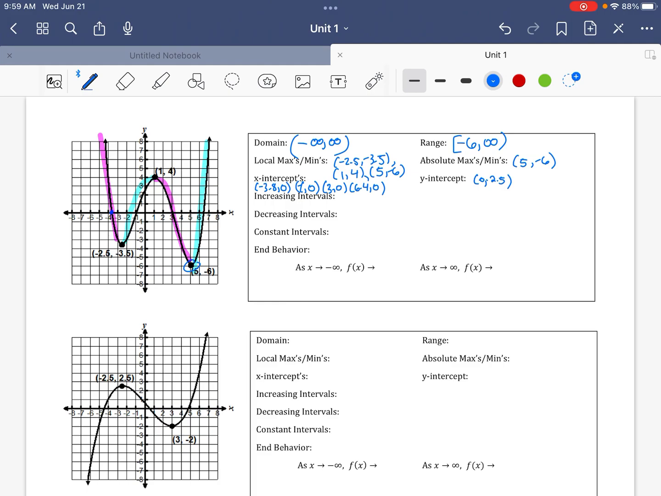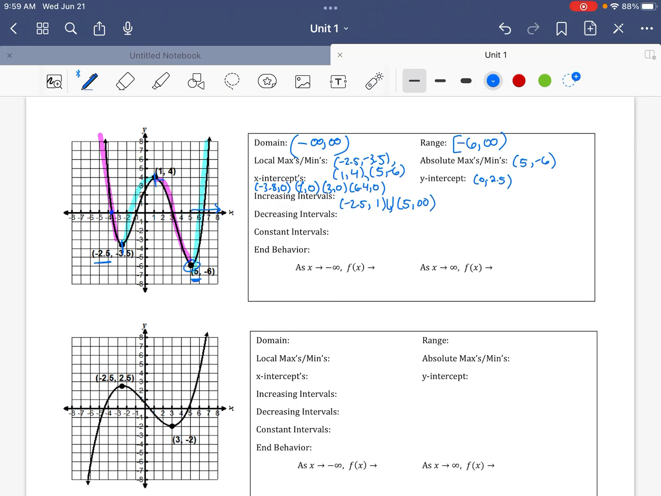So the increasing interval, this blue area, it lasts from here to here. So those two x values are negative 2.5 and 1. So remember, increasing intervals and decreasing intervals, these are x values. This is not a coordinate. And then this guy, it's going from 5, and then this thing keeps going to the right. So basically from 5 on, this thing is increasing. Put my little or symbol.